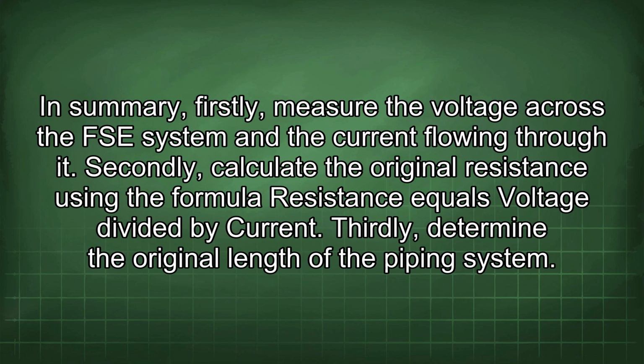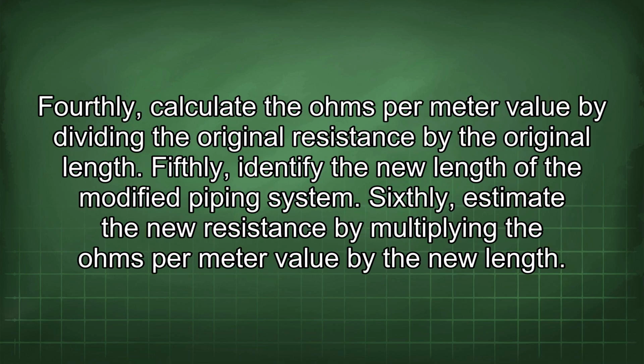In summary, firstly, measure the voltage across the FSE system and the current flowing through it. Secondly, calculate the original resistance using the formula resistance equals voltage divided by current. Thirdly, determine the original length of the piping system. Fourthly, calculate the ohms per meter value by dividing the original resistance by the original length. Fifthly, identify the new length of the modified piping system. Sixthly, estimate the new resistance by multiplying the ohms per meter value by the new length.